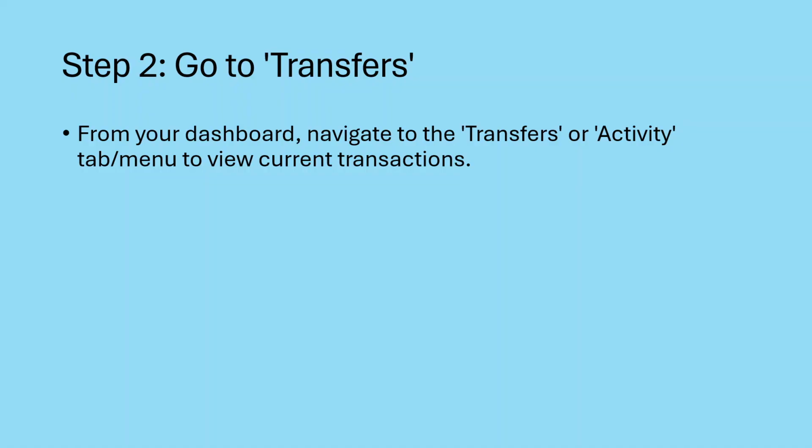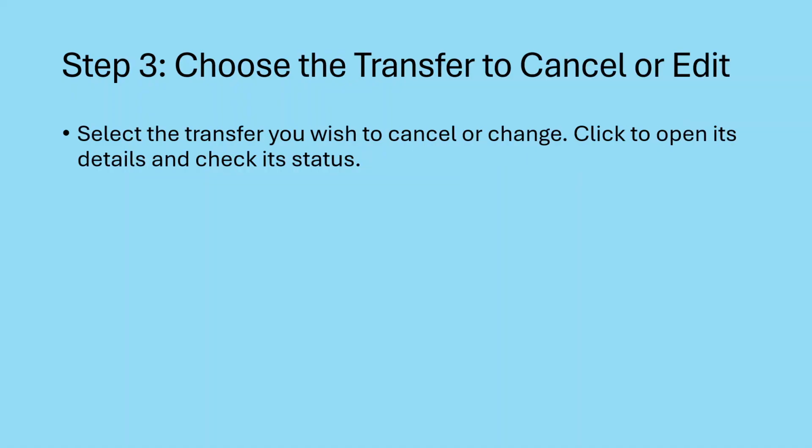Step 2. Go to Transfers. From your dashboard, navigate to the Transfers or Activity tab or menu to view current transactions. Step 3. Choose the transfer to cancel or edit. Select the transfer you wish to cancel or change. Click to open its details and check its status.